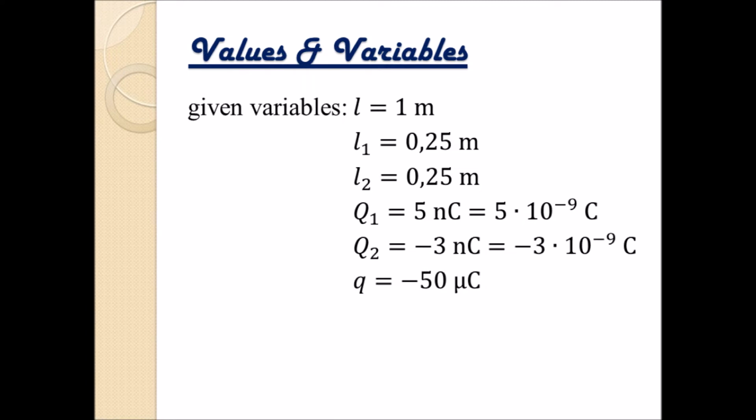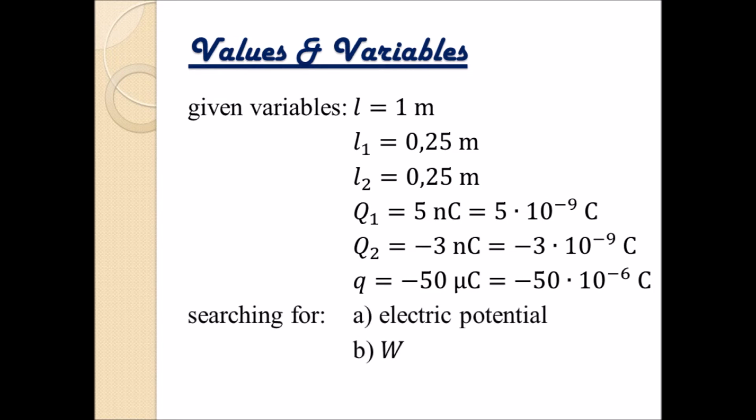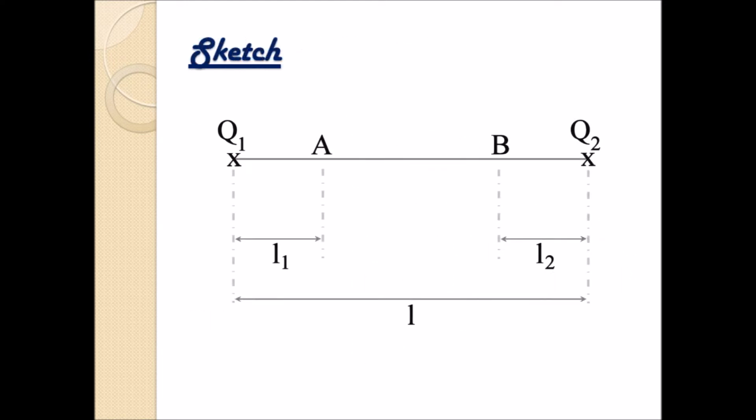In addition, we have the test point charge of minus 50 microcoulomb. And 1 microcoulomb is 10 to the power of minus 6 coulomb. So here it's minus 50 times 10 to the power of minus 6 coulomb. And we are searching for the electric potential and the work that has to be done. So let's make a little sketch first. Well, it's just the geometry of our charges.